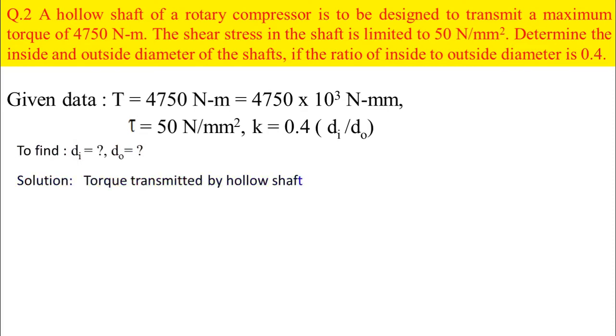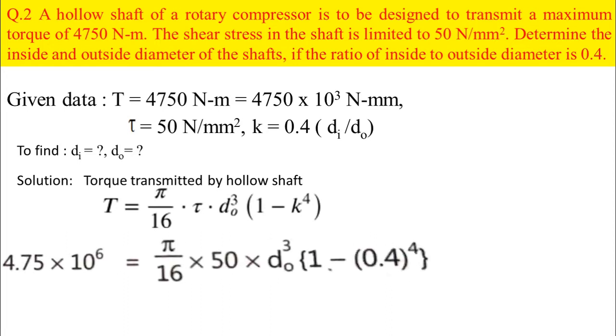Torque transmitted by hollow shaft is given by the formula capital T is equal to pi by 16 tau into d0 cube into bracket 1 minus k raised to 4. By putting the value of all the parameters, 4.75 into 10 raised to 6 will be torque, pi by 16 into 50 into d0 cube into bracket 1 minus 0.4 raised to 4.